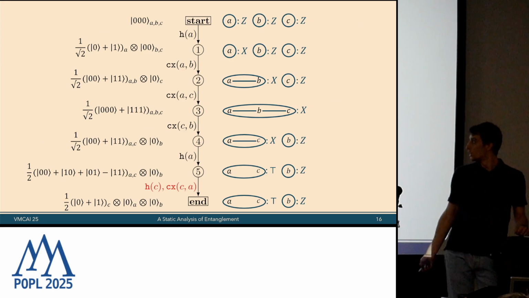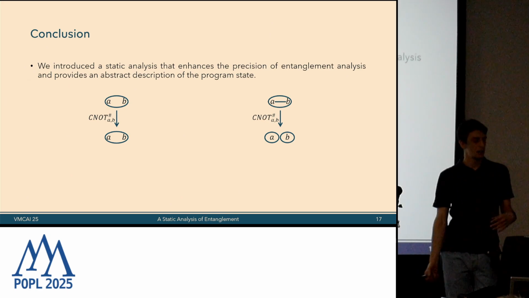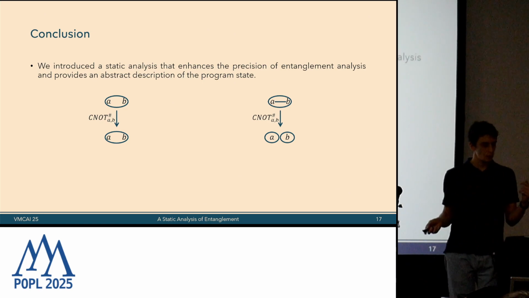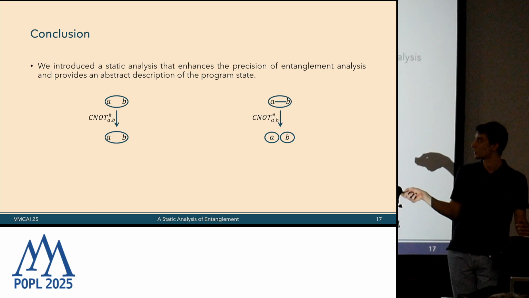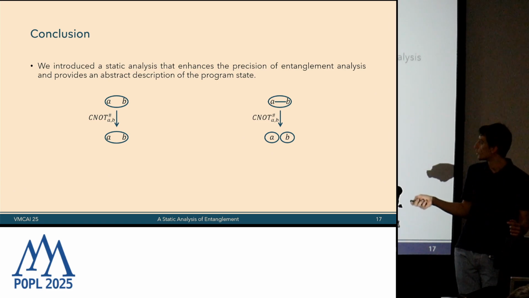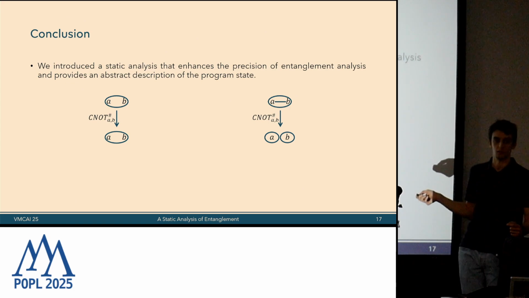And okay, so in conclusion, we have introduced this static analysis. The goal of this static analysis was to improve the state of the art. In fact, in the state of the art, there was only this kind of representation, considering the qubits together without trying to represent the entanglement relation between entangled qubits. So what we have done is to introduce this CNOT separable relationship that allows us, in some situations like this one, to separate the qubits.